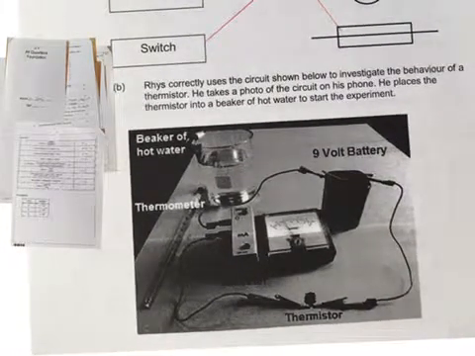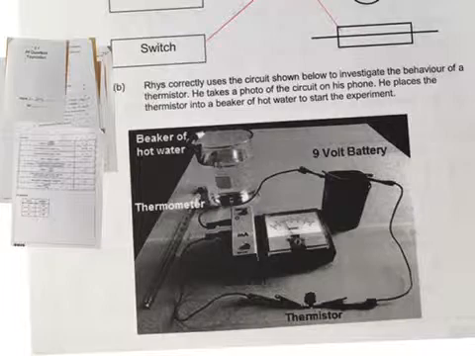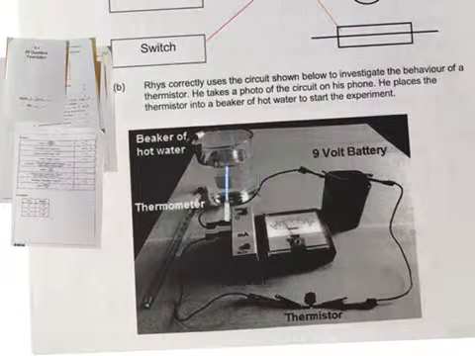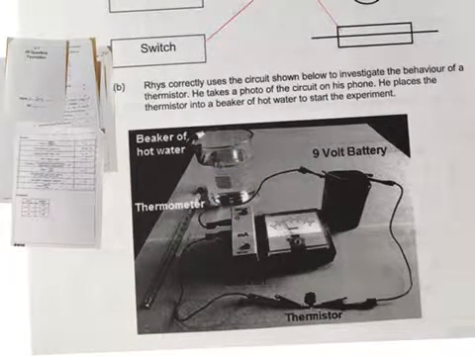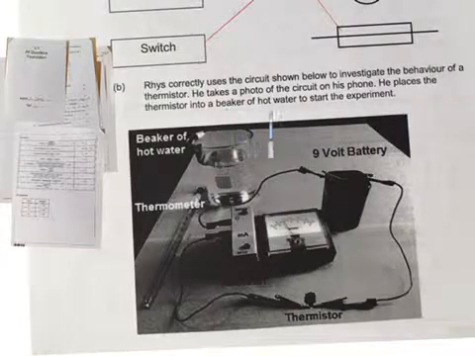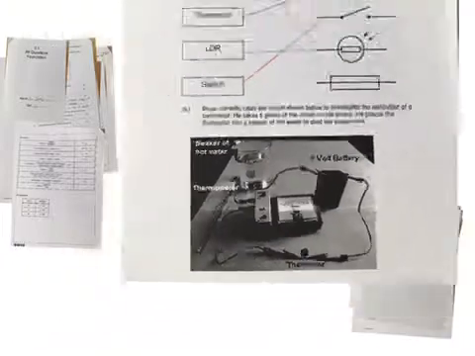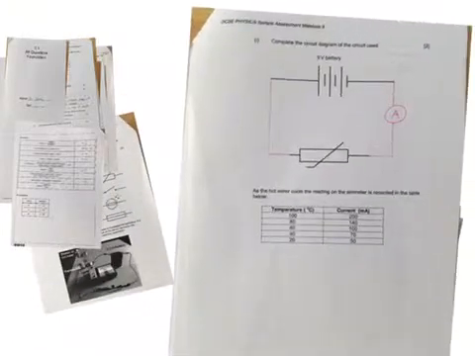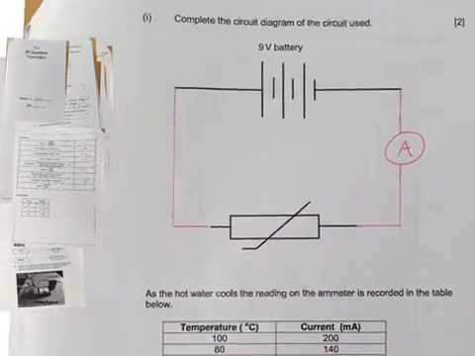Reese correctly uses the circuit shown below to investigate the behavior of a thermistor. He takes a photo. So what's happening here is you've got your thermistor, and they're going to put it in this beaker of varying temperatures of water. And that's what they're going to do. He places the thermistor in the beaker of hot water to start the experiment. So I reckon we're going to have a range of results coming up now.